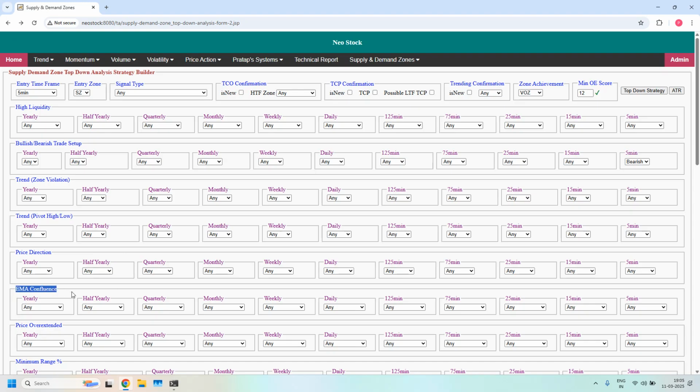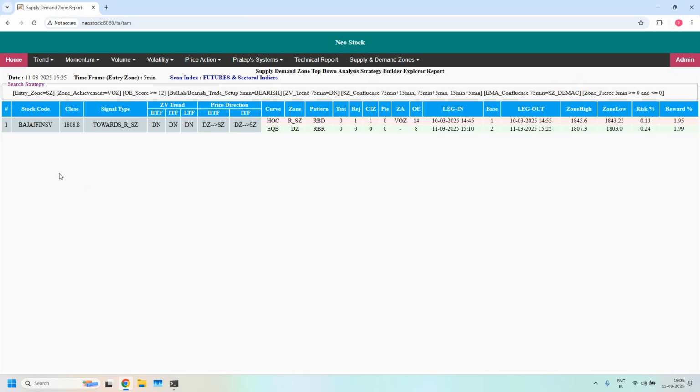In the EMA confluence at 75 minutes time frame, I am setting the filter: 75 minute supply zone is having daily EMA confluence or not. At the same time, trend on the 75 minutes time frame should not be sideways. It should be downtrend because it is bearish trade setup. Let's filter. Oh, that's great.